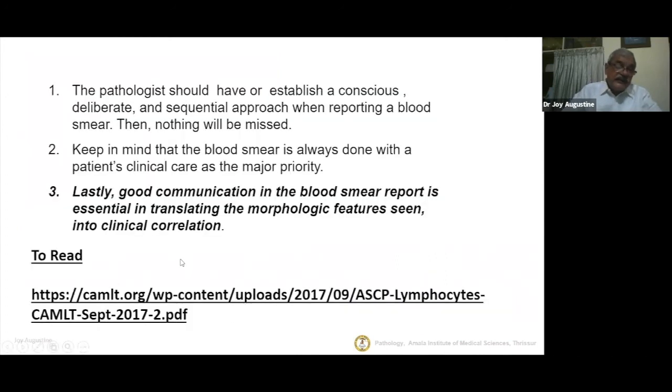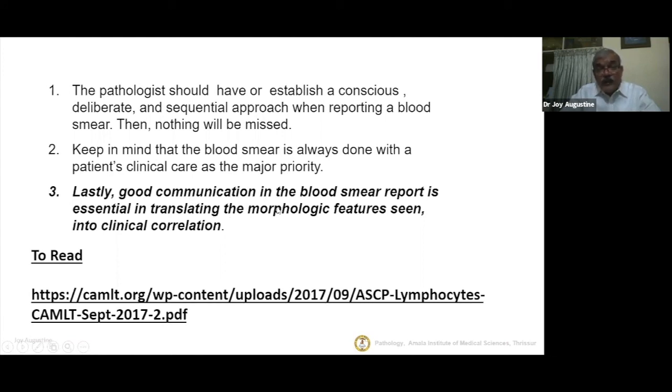Finally, this is the penultimate slide. Now, the pathologist should establish a conscious, deliberate, sequential approach when reporting on a blood smear. Then nothing will be missed. Now, keep in mind that the blood smear is always done with the patient's clinical care as a major priority. And to that extent, we have to be careful.